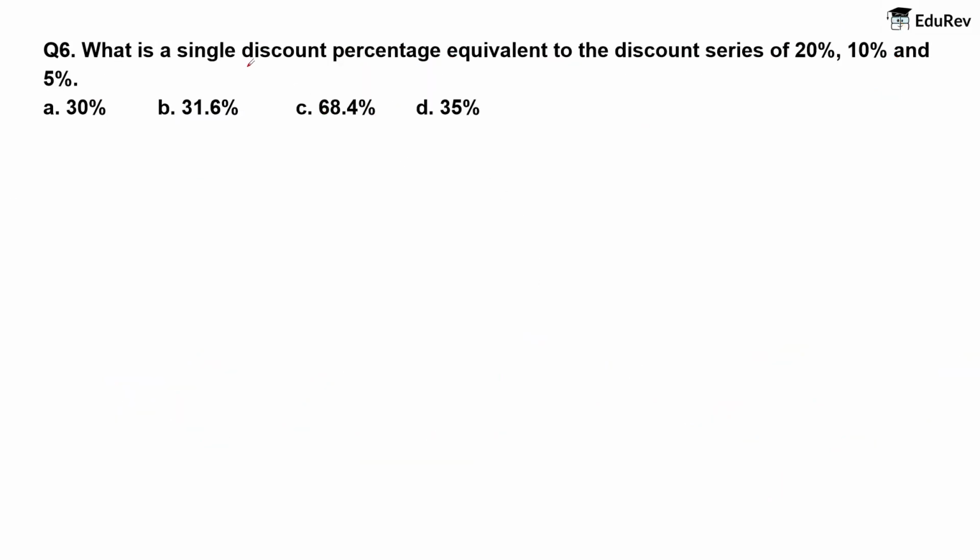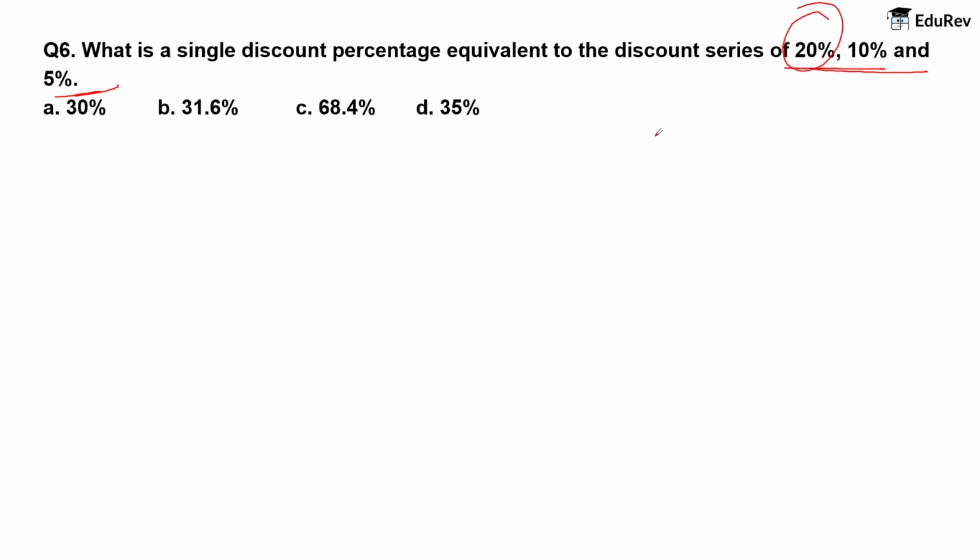Okay, so now let's come to the next question, which says what is the single discount percentage equivalent to a discount series of 20%, 10%, and 5%? So this kind of situation we encounter a lot many times in our daily life. Suppose you go to buy new clothes. So there's a sale on which is giving you a discount of 20%.